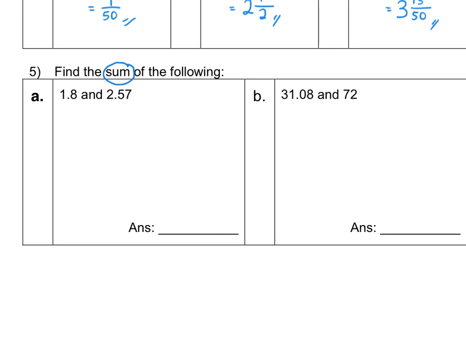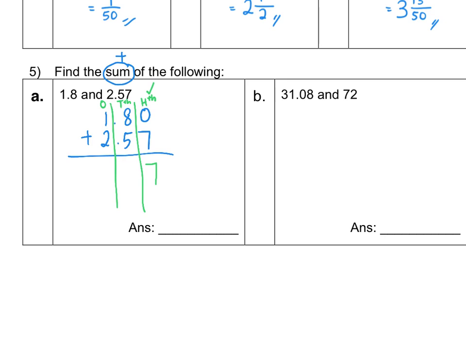When they ask for sum, we are actually asked to add them together. Okay, so we write down 1.8 plus 2.57. Make sure you align the decimal point. Okay, so in the blank we write a 0. Okay, it'd be nice if you label the place value chart ones, tenths, hundredths. And we start adding from the smallest place value. 0 plus 7, 7. 8 plus 5, we have 13. Follow the decimal point. 1 plus 1 plus 2, 4.